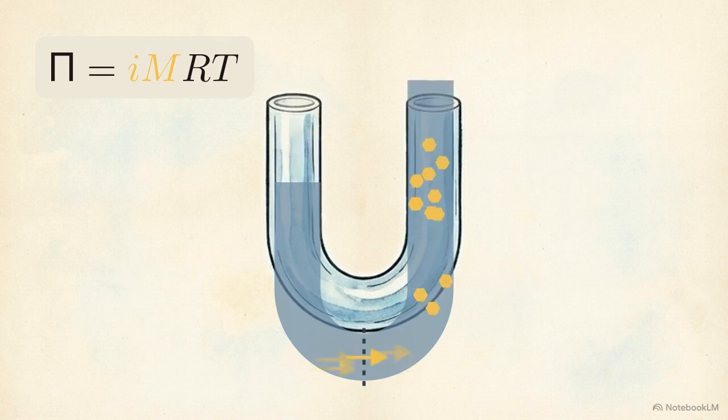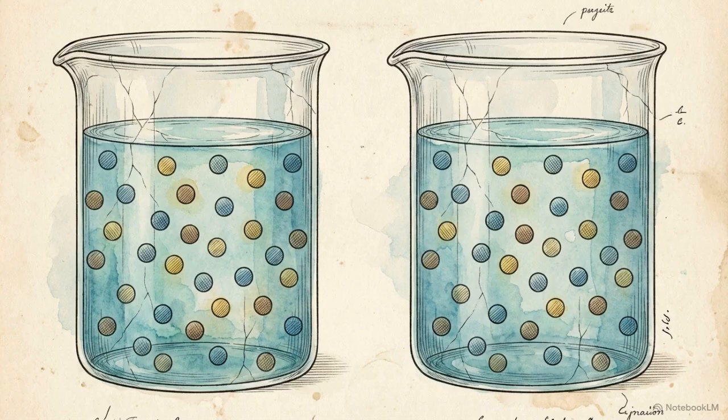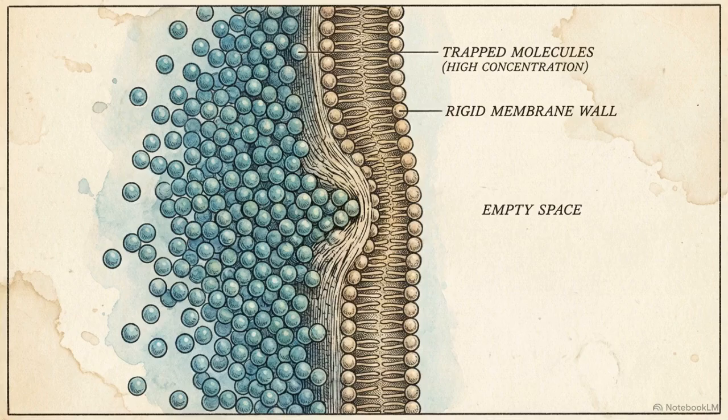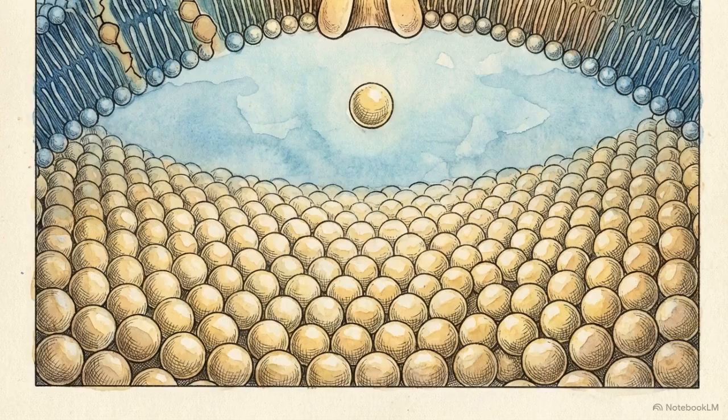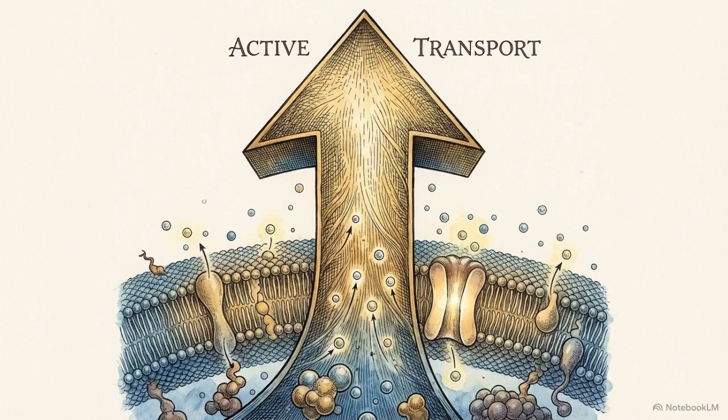How does a cell import necessary nutrients when the concentration gradient is entirely against it? The answer is active transport. The cell utilizes stored energy to force molecules uphill, generating a positive change in free energy and pushing the system away from chemical equilibrium. In primary active transport, the cell hydrolyzes an ATP molecule. The energy released powers a transmembrane pump, driving the solute against its gradient.